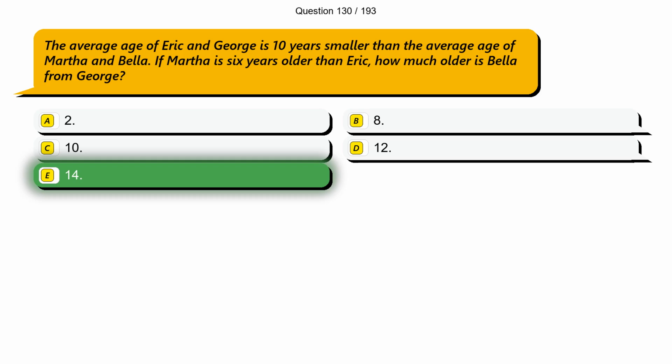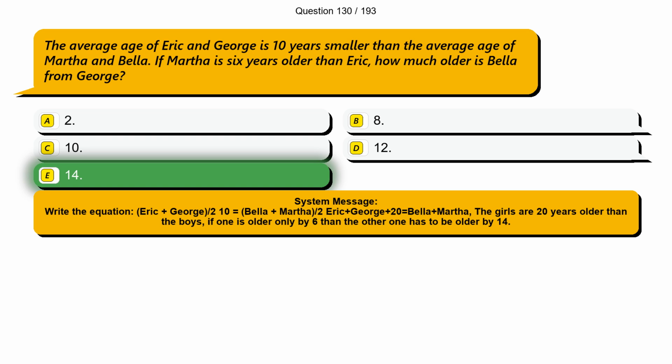The correct answer is option E, 14. Write the equation: (Eric plus George)/2 plus 10 equals (Bella plus Martha)/2. Eric plus George plus 20 equals Bella plus Martha. The girls are 20 years older than the boys. If one is older only by 6, then the other one has to be older by 14.